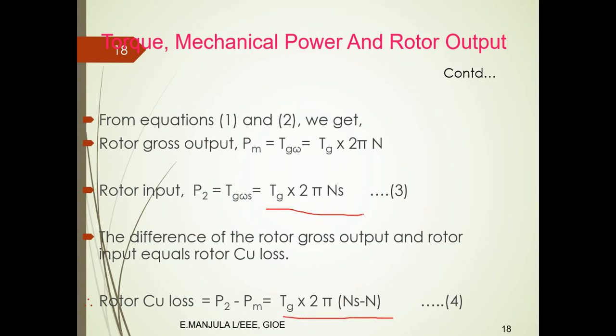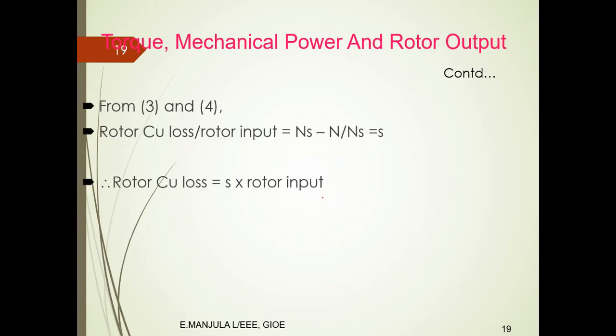Rotor copper losses by this equation. So Tg 2 pi, and Tg 2 pi will get cancelled. Then you will be left over with (ns minus n) divided by ns. So (ns minus n) divided by ns is slip, we know that. Therefore, rotor copper losses is equal to S into rotor input. So we are indicating this with S into P2.